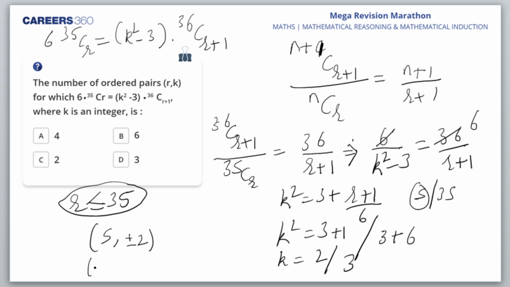And when I take R as 35, then K is plus minus 3. Am I right? So K has to be an integer because K square is there. K square has to be a natural number. So how many ordered pairs do I get? I get 4. So 4 is the correct answer, students.